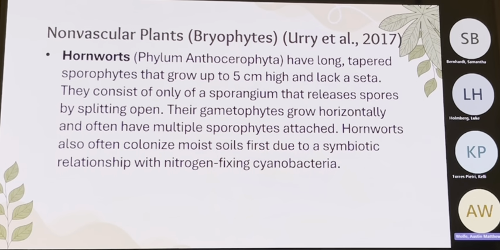And hornworts have long tapered sporophytes that grow up to 5 centimeters high and lack a seta, consisting only of a sporangium that releases spores by splitting open. Their gametophytes grow horizontally and often have multiple sporophytes attached, and hornworts often colonize moist soils first due to a symbiotic relationship with nitrogen-fixing cyanobacteria.